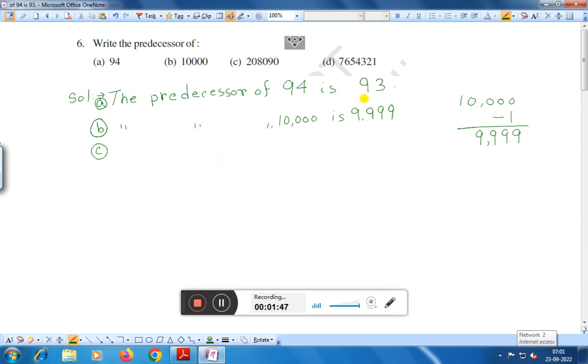Here you see the number is 90. That means if we subtract 1 from 90, it will be 89. Therefore, the predecessor of 2,080 is 2,089? The last number is 90. Therefore, if we subtract 1 from 90, it will be 89. Therefore, the number will be 2, 0, 8, 0 and 89. Now D.